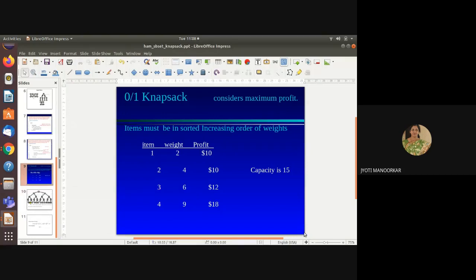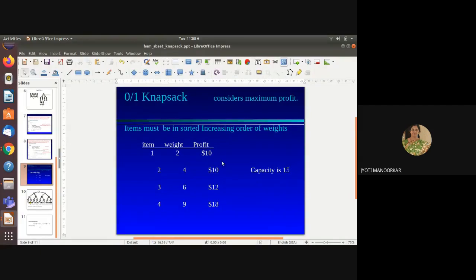Let's consider the atoms that have been provided, displayed on the screen. There are four atoms. First atom's weight is 2 and its related profit is 10. Second atom's weight is 4 and its profit is 10. Third atom's weight is 6 and its profit is 12. Then fourth atom's weight is 9 and its profit is 18. And the knapsack capacity that has been provided is 15.